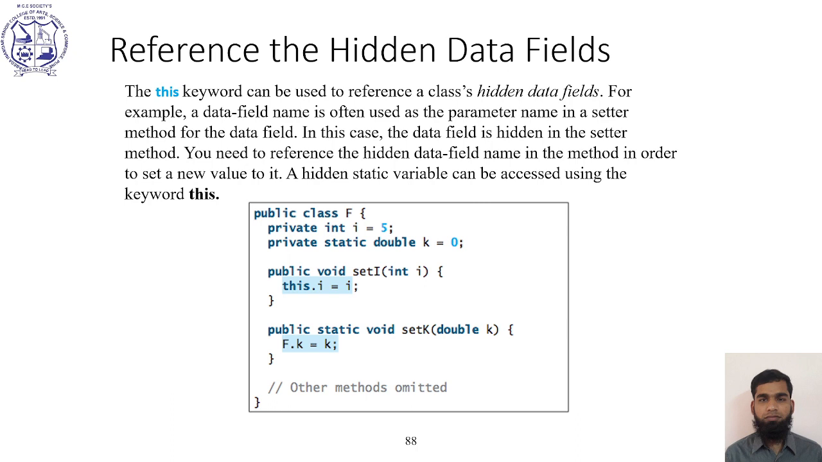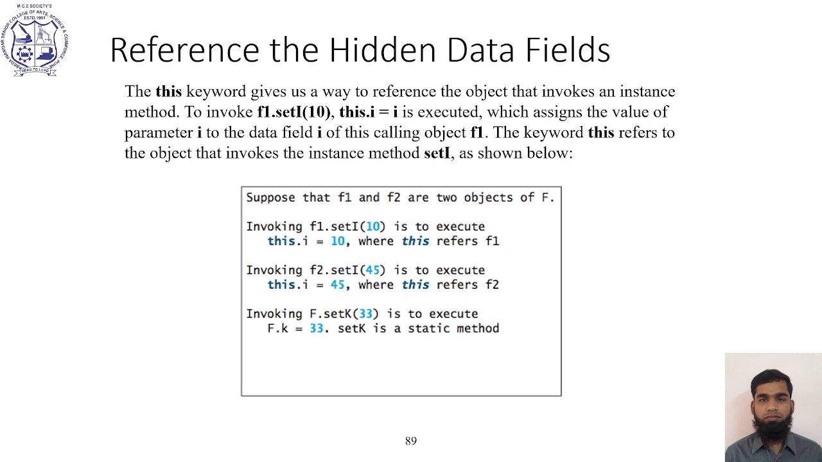The this keyword can be used to reference class hidden data fields. For example, the data field name is often used as the parameter name in a setter method for the data field. In this case, the data field is hidden in the setter method. You need to reference the hidden data field name in the method in order to set a new value to it. A hidden static variable can be accessed using the keyword this. This keyword gives us a way to reference the object that invokes an instance method. To invoke f1.setter method, we assign 10, which is executed and assigns the value of the parameter i to the data field i of this calling object f1. The keyword this refers to the object that invokes the instance method, as shown below.